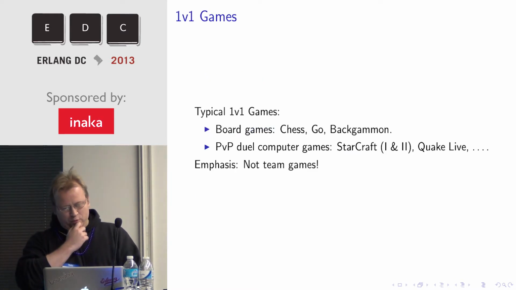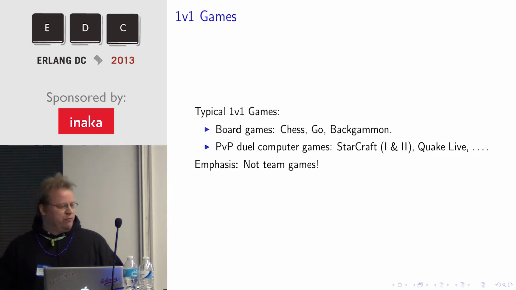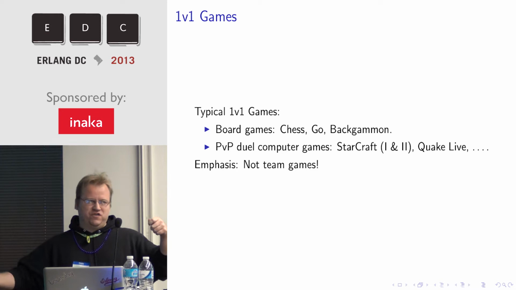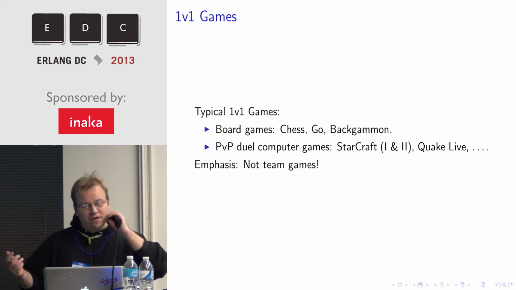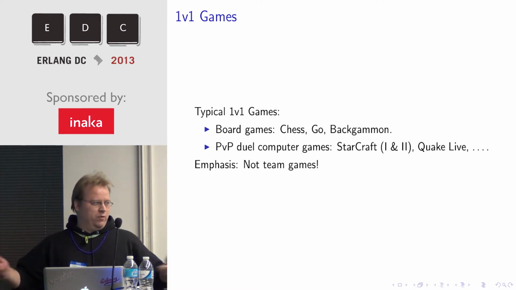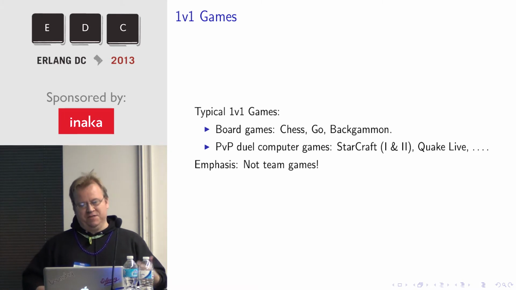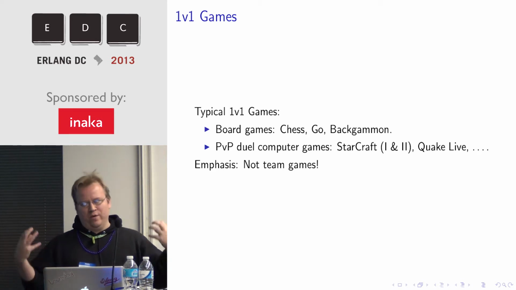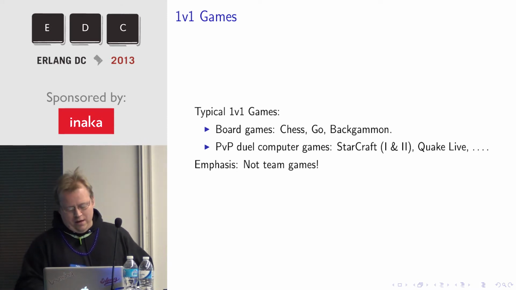So 1 versus 1 games are the games I'm trying to rank. 1 versus 1 games are games where you have 2 players that play against each other. There's a winner, there's a loser, and in some cases there's a draw. But in this case, for Quake, there's no draws, at least not in duels. So there's always a winner. Typical games are chess, Go, backgammon. You also have online games, like StarCraft and Quake Live as examples. The emphasis is that it's not a team game, so you always only have 2 players. If you want to rank team games, you need another algorithm than the one I use.